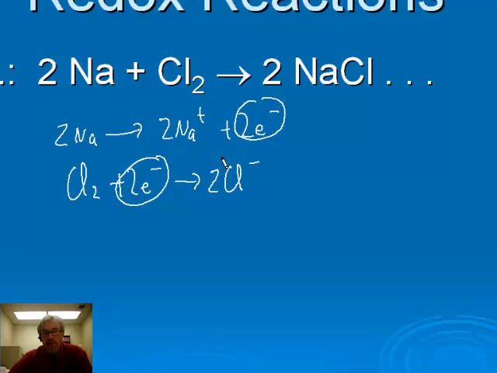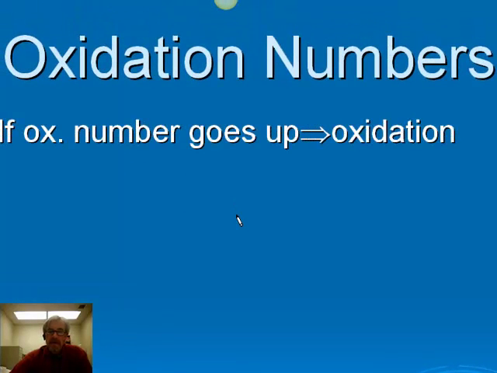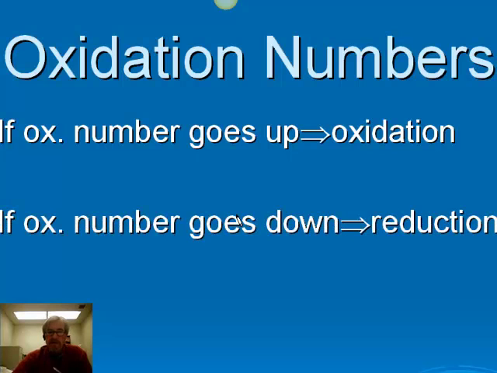Now, in an ionic reaction that's very simple like this one, it's easy to see where the electrons are going, what lost electrons and what gained electrons. When we start working with molecules and polyatomic ions, it's a little harder to keep track of exactly what's being oxidized and reduced. So we have a trick for it. It's called oxidation numbers. If the oxidation number of an atom goes up during a reaction, then that was an oxidation. That species got oxidized. But on the other hand, if the oxidation number went down, then that's a reduction.